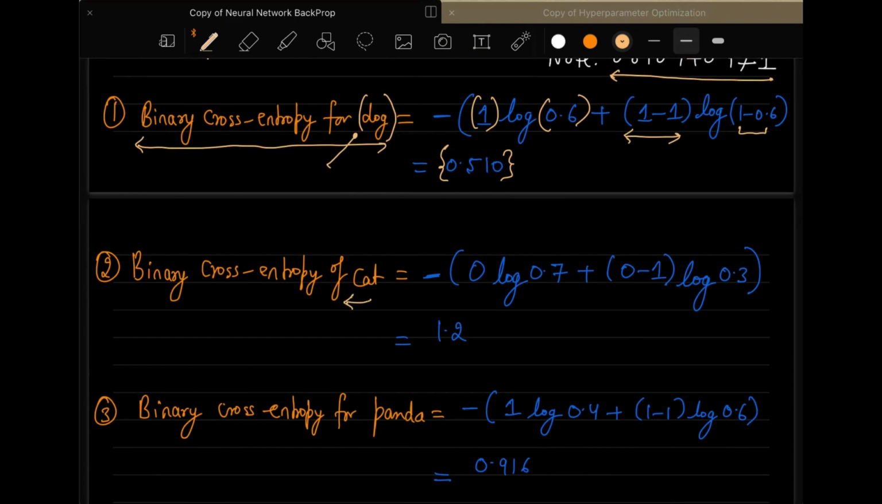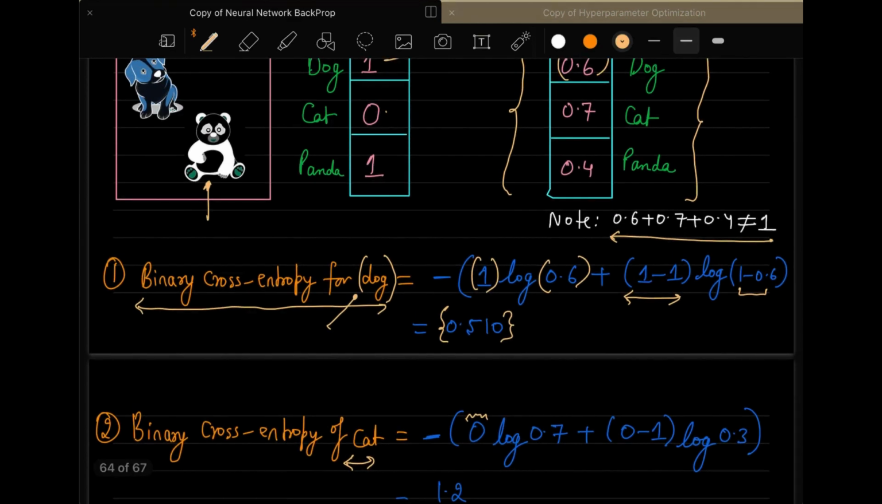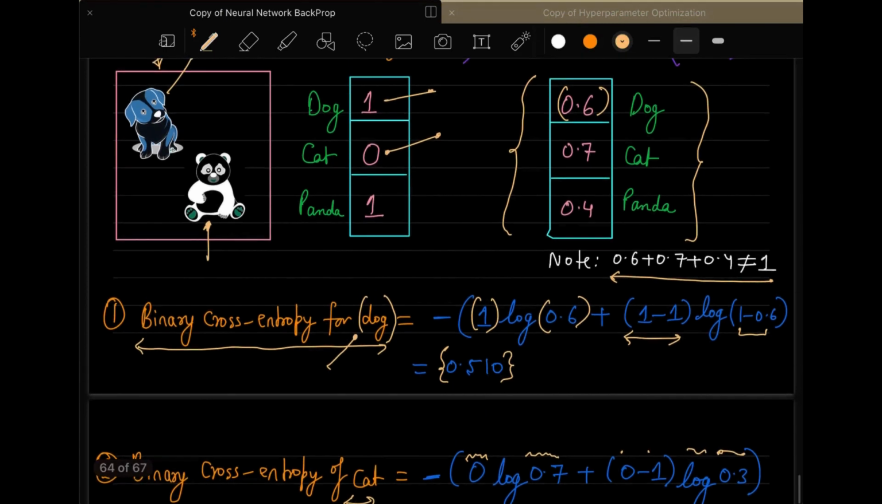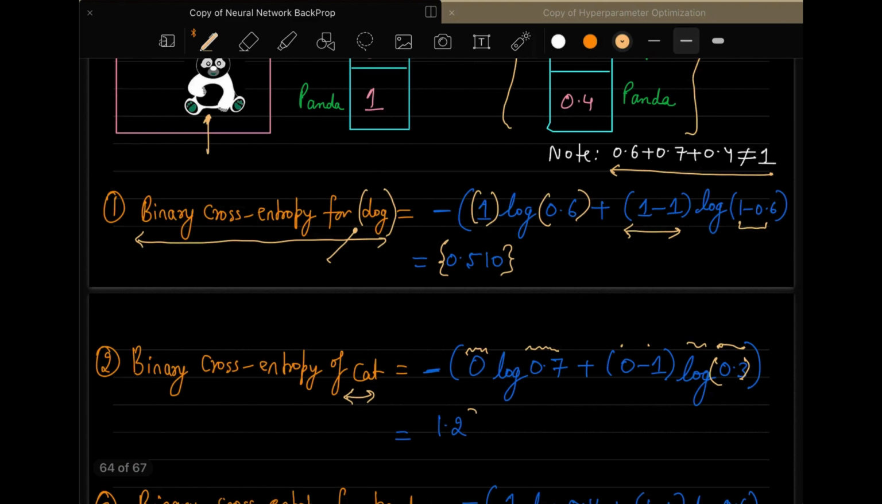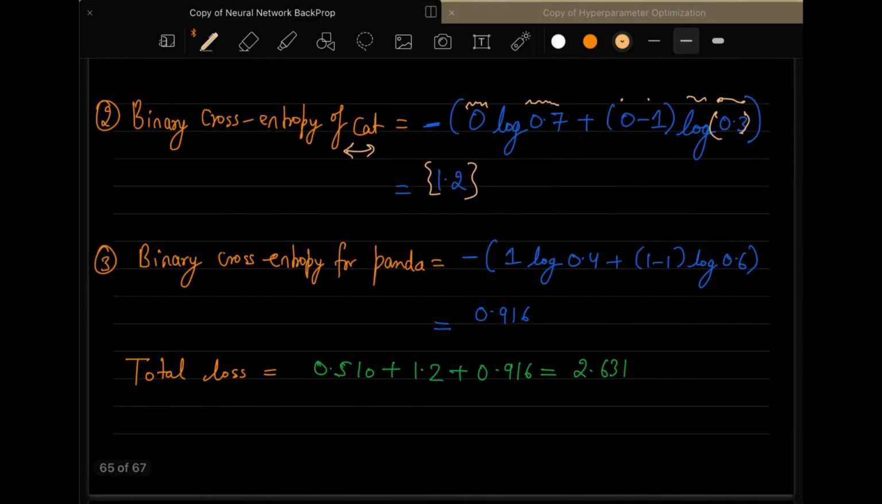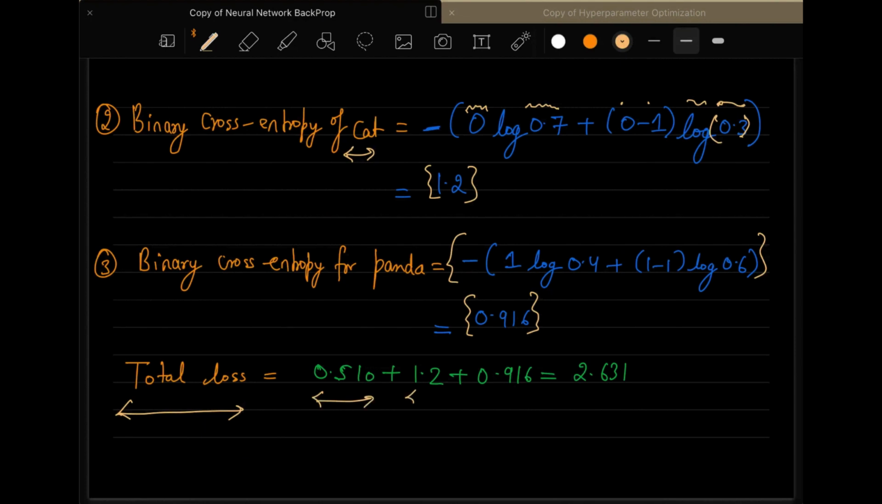In the case of cat, you will do the same analysis. You put 0 as the label, and then log of 0.7, then 1 minus 0 times log of 0.3, which is 1 minus 0.7, that's why it's 0.3. So its value will be coming as 1.2. And same for panda, the value will come out to be 0.916. So the total loss calculated for this image, which has multiple labels, will be 0.510 plus 1.2 plus 0.916, which is 2.631.